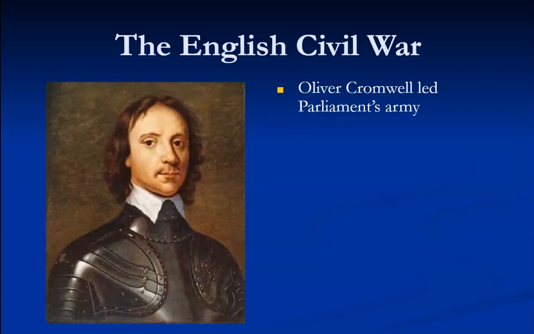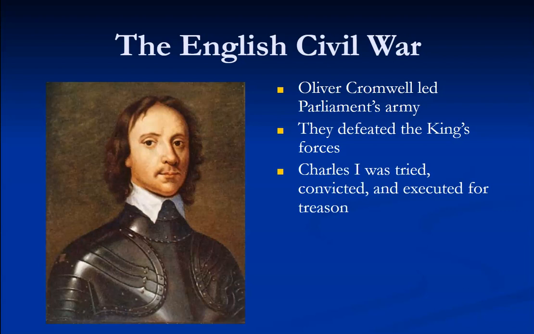Now, Oliver Cromwell, who was a member of Parliament, led Parliament's army against the king. So it was literally one branch of government, Parliament, fighting another branch of government, the monarchy. Cromwell's forces defeated the king's forces, and Charles I was tried, convicted, and executed for treason. The king was executed for betraying his own country.